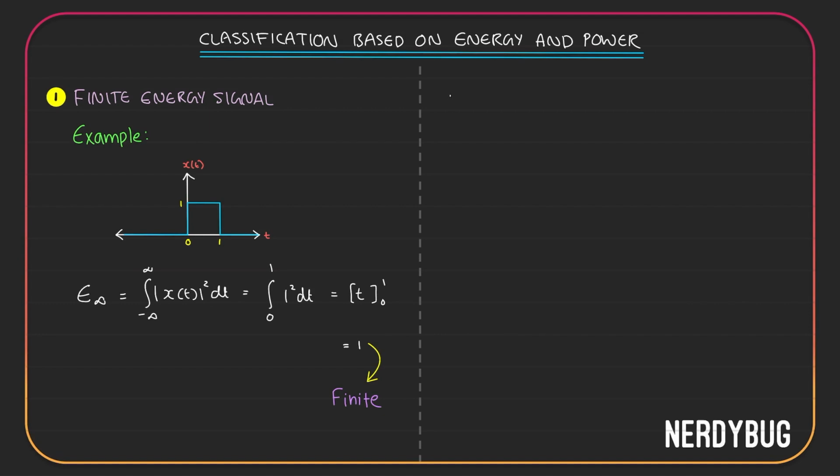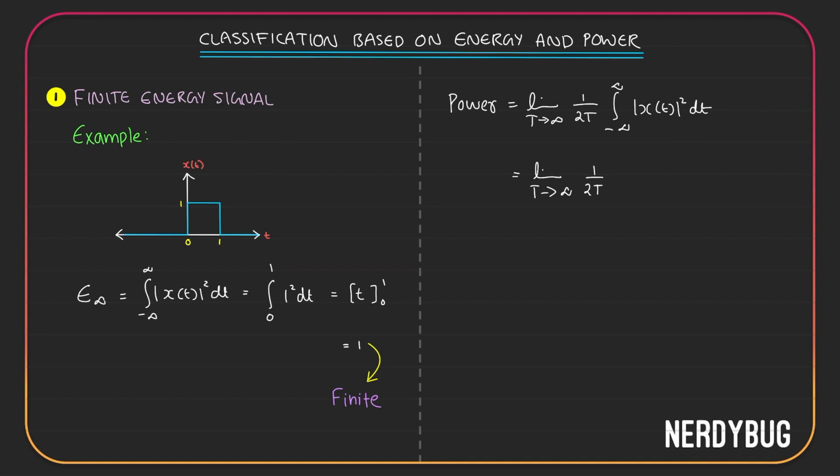How about power? Power is given as limit t tends to infinity 1 by 2t integral minus infinity to infinity mod of x of t whole square dt. Or I can just write limit t tends to infinity 1 by 2t.